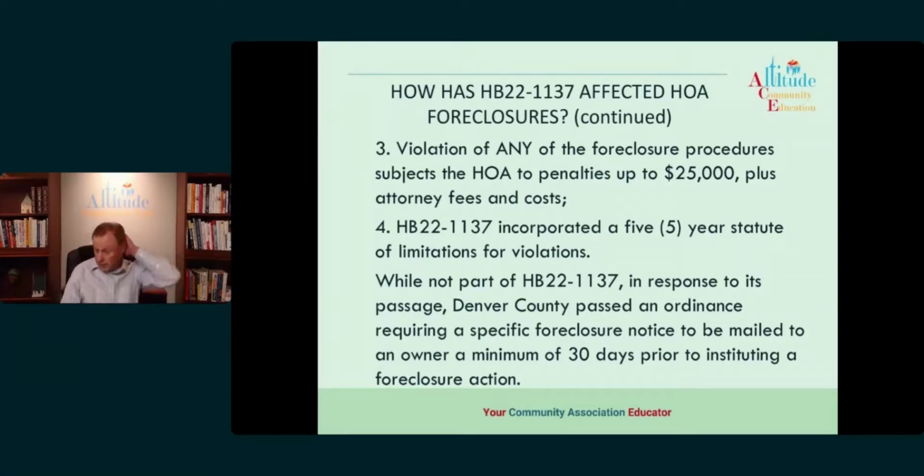In addition to 1137, certain municipalities or counties have enacted their own protections for homeowners. Denver County has passed an ordinance requiring a specific foreclosure notice to be mailed to an owner a minimum of 30 days prior to instituting a foreclosure action. So if your property is within Denver County, in addition to making sure we have complied with 1137, we're also going to make sure that we've complied with the county ordinance and sent out that specific notice, so that we can't be found liable for not following that process as well.